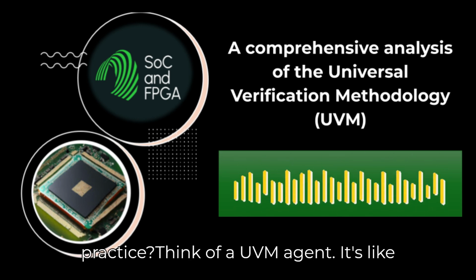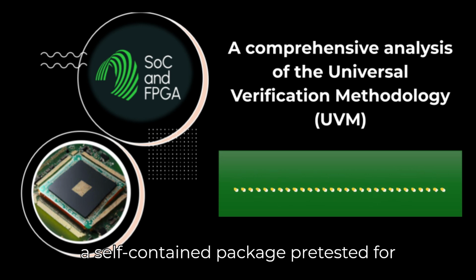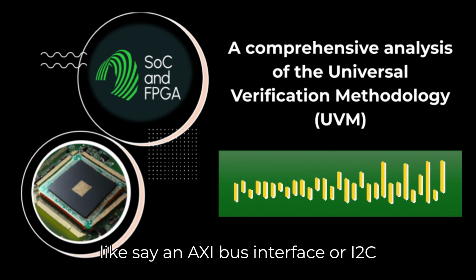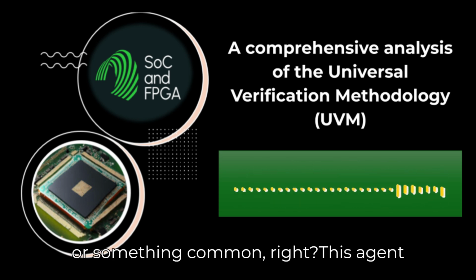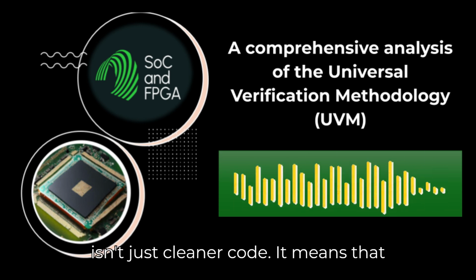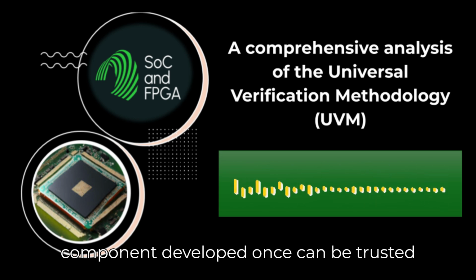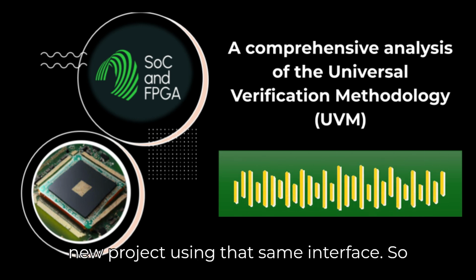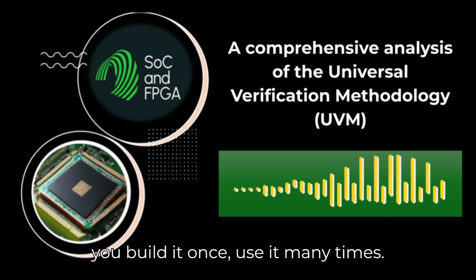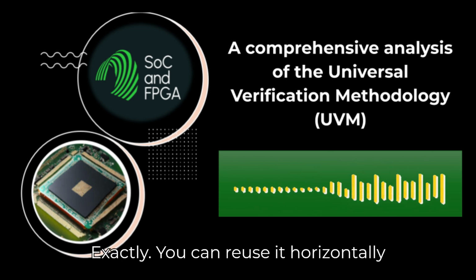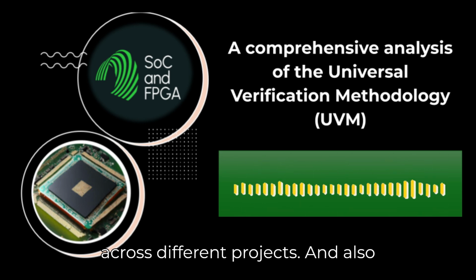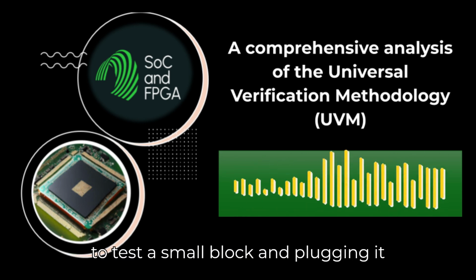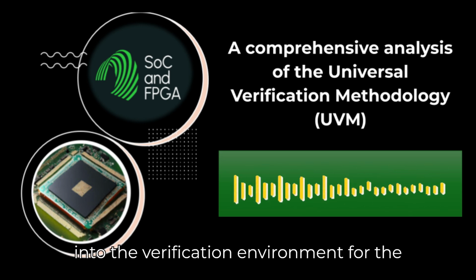Think of a UVM agent. It's like a self-contained package, pre-tested for verifying a specific design interface, like, say, an AXI bus interface or I2C or something common. This agent isn't just cleaner code. It means that component, developed once, can be trusted. And you can instantly plug it into any new project using that same interface. So you build it once, use it many times. Exactly. You can reuse it horizontally across different projects and also vertically, taking the same agent you used to test a small block and plugging it into the verification environment for the whole chip.